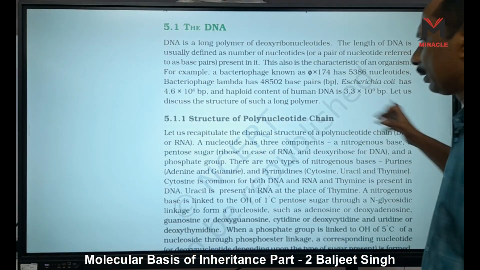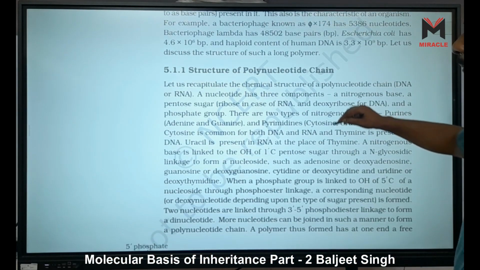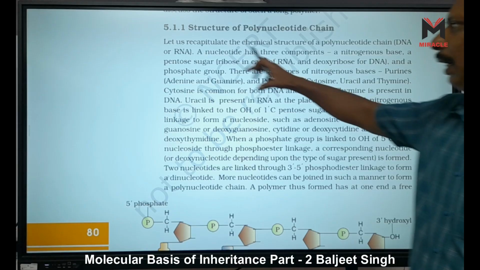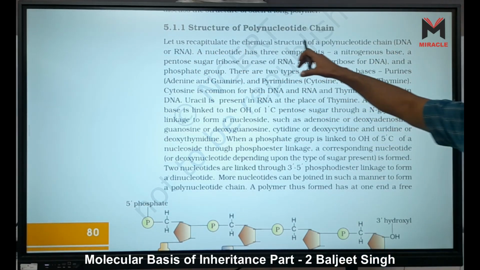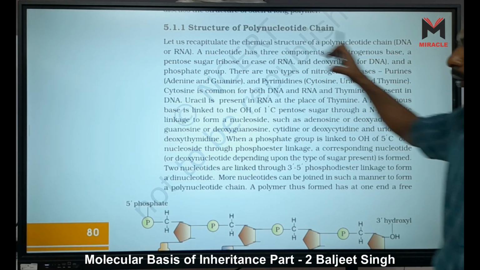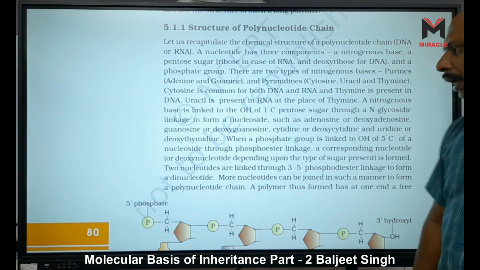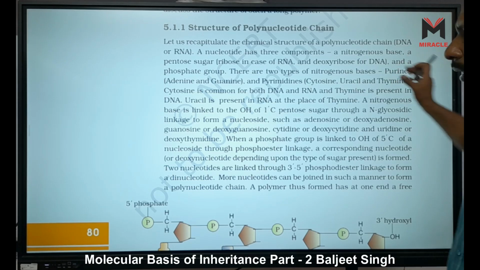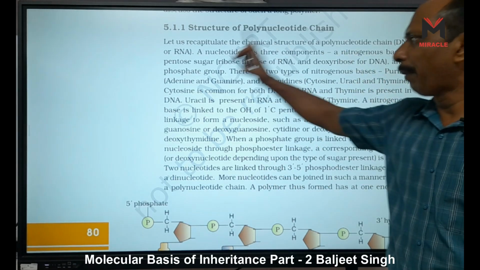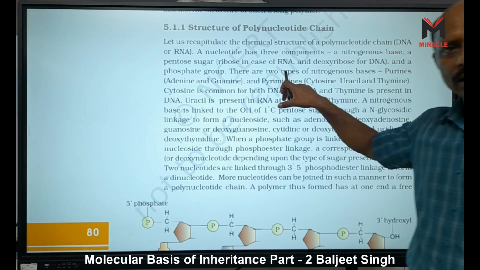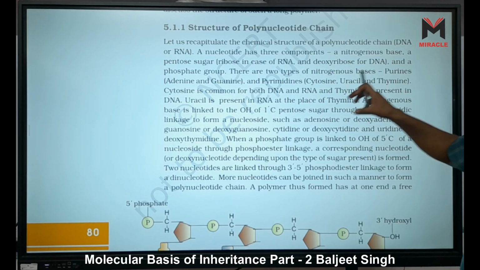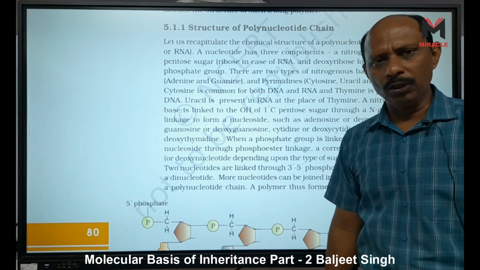Okay. Let us discuss the structure of such a long polymer, the structure of a polynucleotide. Let us recapitulate the chemical structure of a polynucleotide chain, DNA or RNA. A nucleotide has three components. Already in the first lecture I told you: a nitrogen base, right? A pentose sugar, ribose in case of RNA and deoxyribose for DNA, and a phosphate group, H3PO4, right?